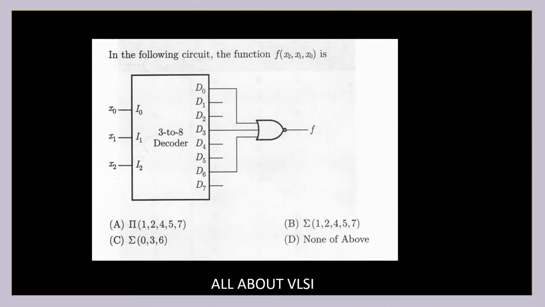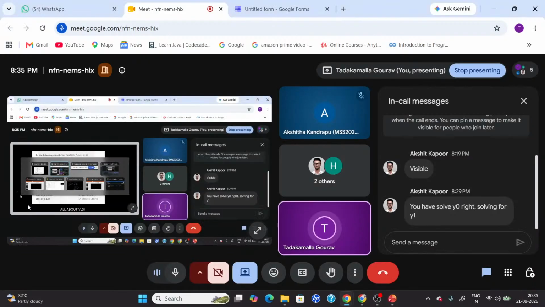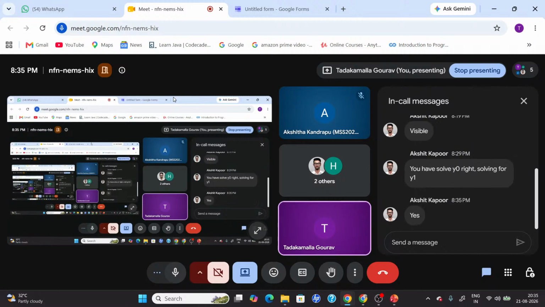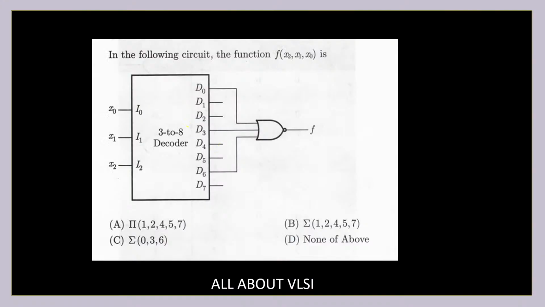I think we still have time. Yeah, we have time, so we can start with these problems. First of all, tell me whether this decoder is clear. Okay, so let's start with these problems. You can take your time, solve this, and let me know the solution. This is the very first question which we are going to have.